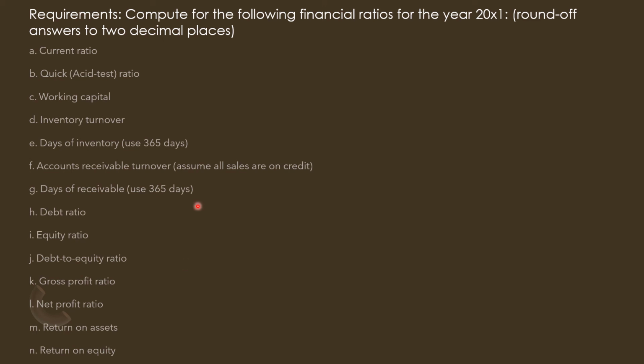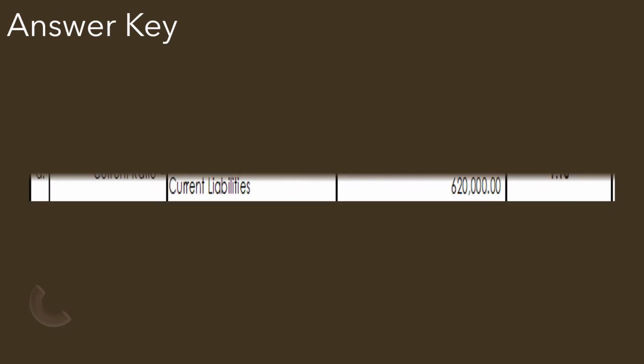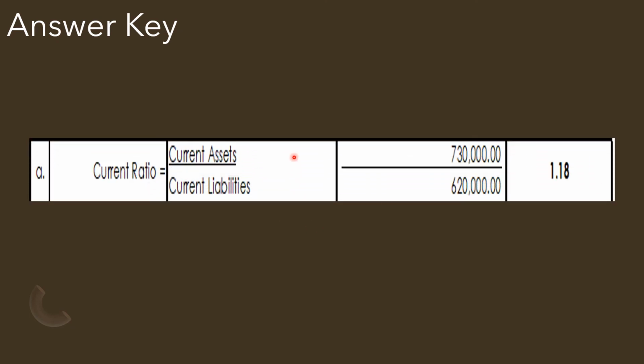The instruction is round off the answer to 2 decimal places. Okay. So, let's begin. First is the current ratio. I just listed the requirements in here, pero I'll be discussing it one by one. Current ratio, of course, the formula is simply current assets over current liabilities. Look on your comparative statement. Your current assets for 20x1 is 730, while your current liabilities is 620. The requirement is only for 20x1. No need for you to compute for the 20x0. But for those who've already computed it, wala namang problema dun. So the answer should be 1.18.